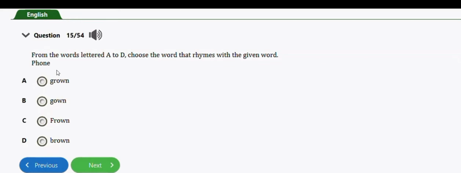Okay, next question, it says, choose the one that has the same rhyme with the given word phone. We have gun, fan, brand. The right answer is option A, which is gun. Okay, next question is this one. It says, choose the word that has the same rhyme with day. We have da, ball, flight, anime. The right answer is option A, which is da.